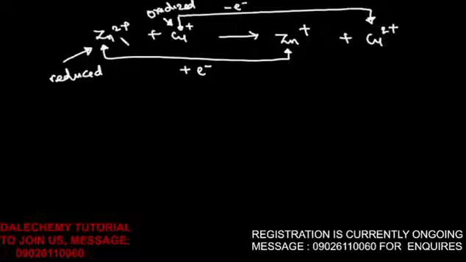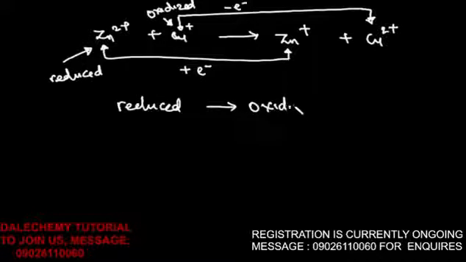So if there is no zinc 2+ to gain the electron that it lost, then it will not lose that electron. So this zinc 2+ that gets reduced is the oxidizing agent. Or simply put, if something is reduced, that means that it is the oxidizing agent.